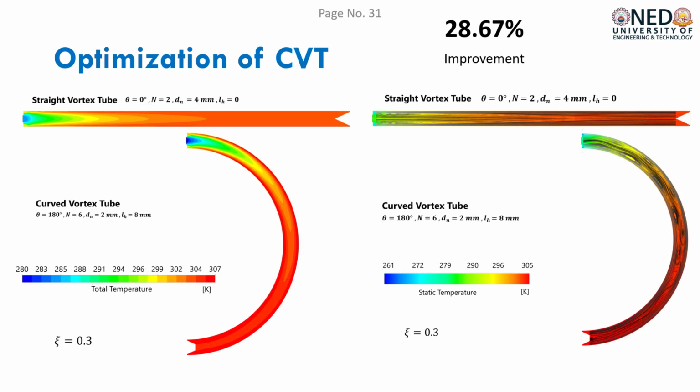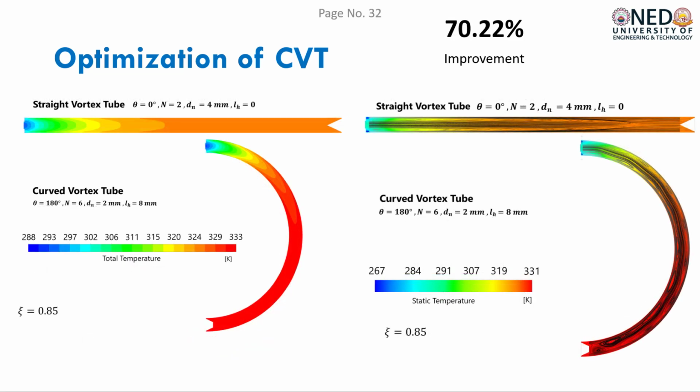The maximum cold temperature difference for the curved vortex tube with optimized geometric parameters is found to be 28.67% higher than the straight vortex tube. The maximum temperature separation for the curved vortex tube with optimized geometric parameters is found to be 70.22% higher than the straight vortex tube at a value of cold mass fraction of 0.85.